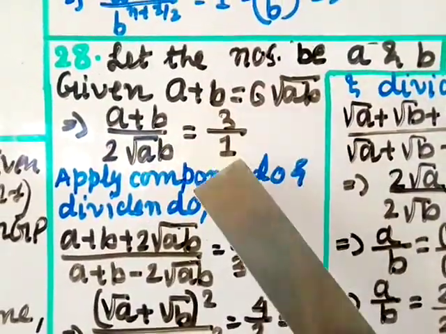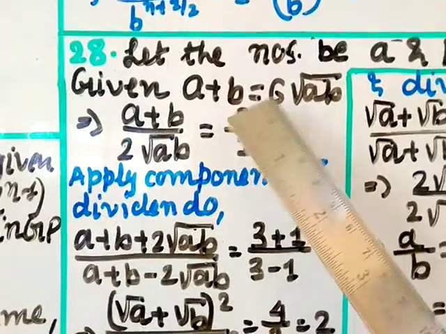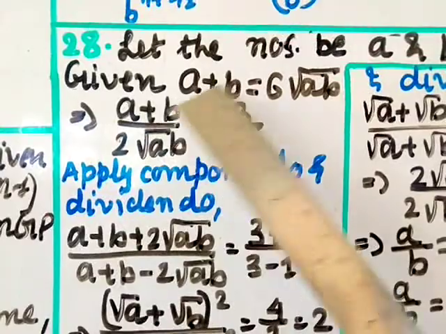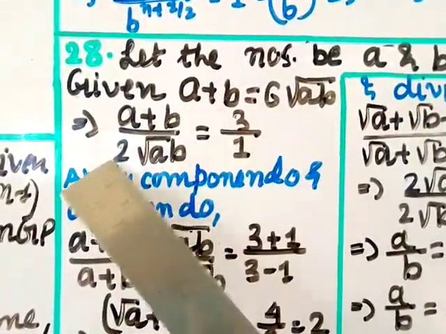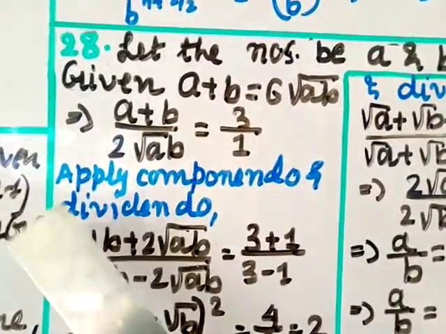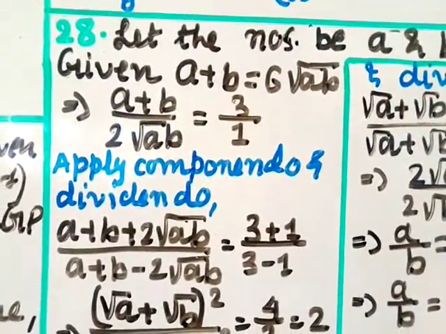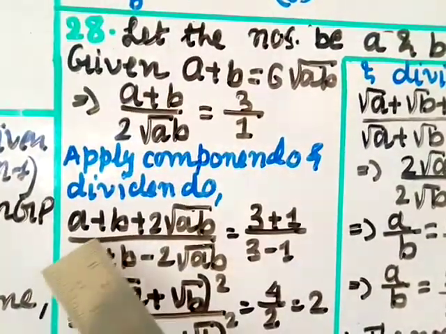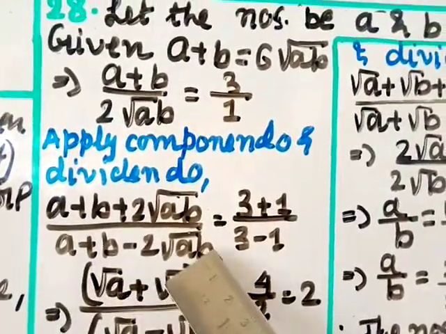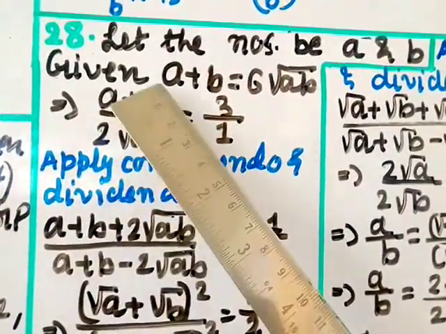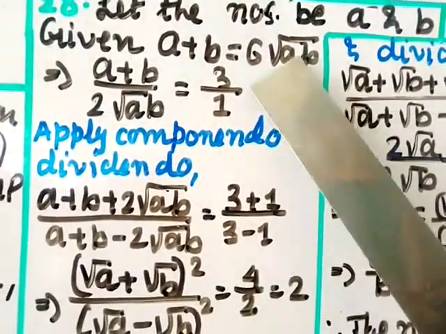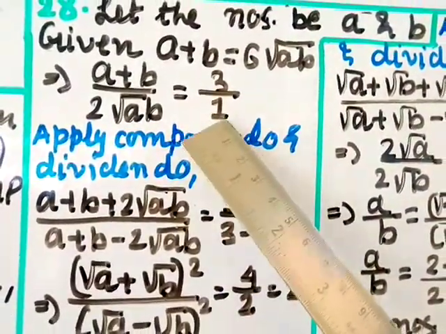Now I'll rearrange here. This 6 I will divide into 2 into 3, and that 2 I'll transfer over here, and root ab also I transfer over here. Here I'll just keep 3. So the simplification is (a plus b) by 2 root ab equals 3 by 1. Now apply componendo and dividendo. Componendo dividendo means a plus b plus 2 root ab in the numerator, divided by a plus b minus 2 root ab in the denominator: the sum of these two terms in the numerator, and this minus this in the denominator. You have to apply this on the other side also, so 3 plus 1 in the numerator and 3 minus 1 in the denominator.